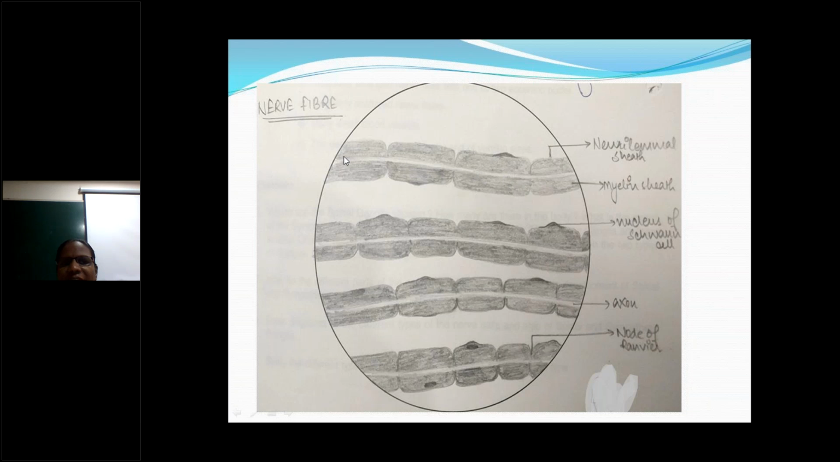Axon is in the form of an axis cylinder. We all know that axon contains axolemma and axoplasm. In the axoplasm, it has mitochondria, microtubules, and cell organelles. Neurofilaments are also more in amount. That is about the axon part.